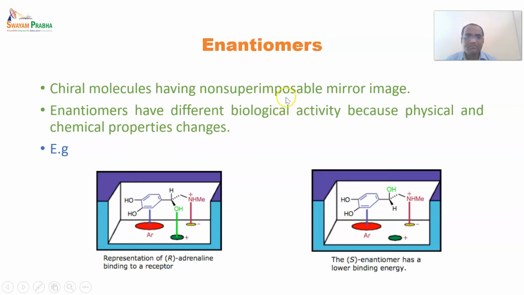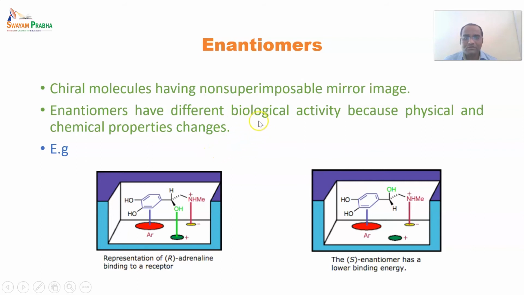And meso compounds are optically inactive because the rotation caused by each chiral center has been nullified by the other, and that is why meso compounds are optically inactive, and enantiomers are optically active compounds.